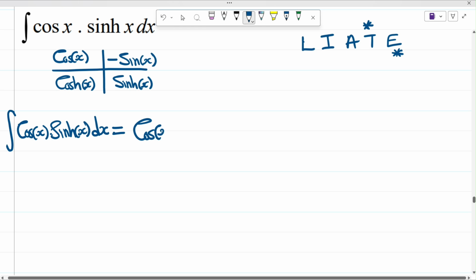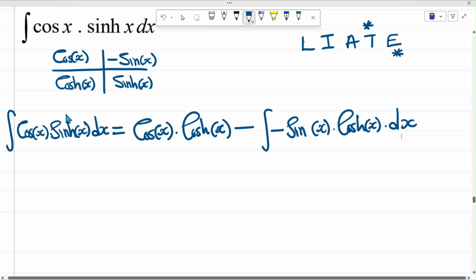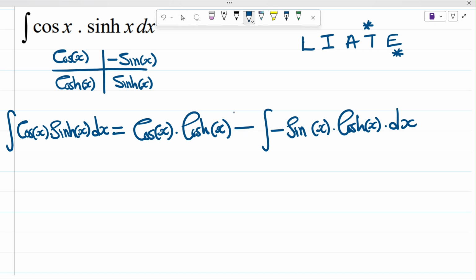So it's going to be cos of x multiplied by the hyperbolic cos of x minus what? Minus first multiplied by the third is going to be negative sine of x multiplied by the hyperbolic cos of x, like that. Then I have my dx, of course. So I'm going to take out this negative sign outside the integral. When I take that negative sign outside the integral, it's going to cause this one to become positive. Then I erase it there.